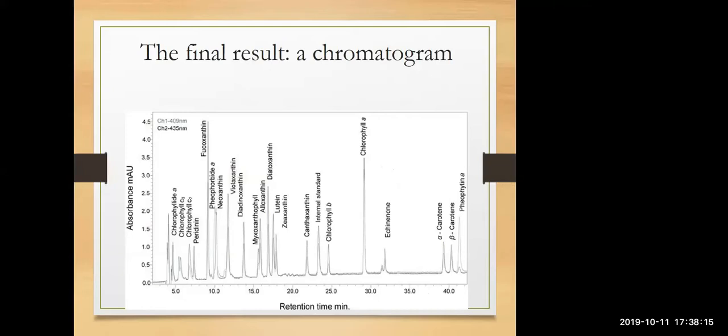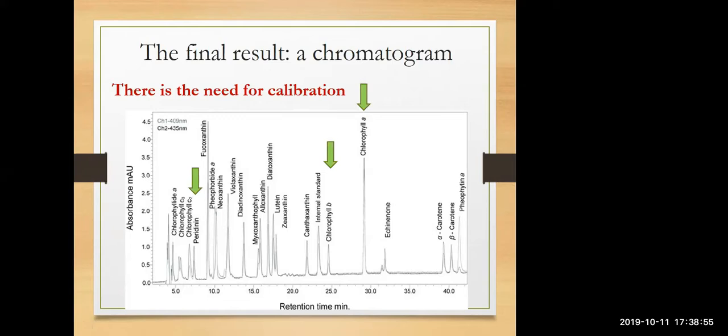The final result of the HPLC analysis is a chromatogram. Here I am showing you an example where you can see that pigments are separated according to their retention time in minutes. That means that, for example, this is chlorophyll-a here. Here we have the signal of chlorophyll B. Another example here is peridinin, a chemotaxonomic marker for some dinoflagellates, and so on.